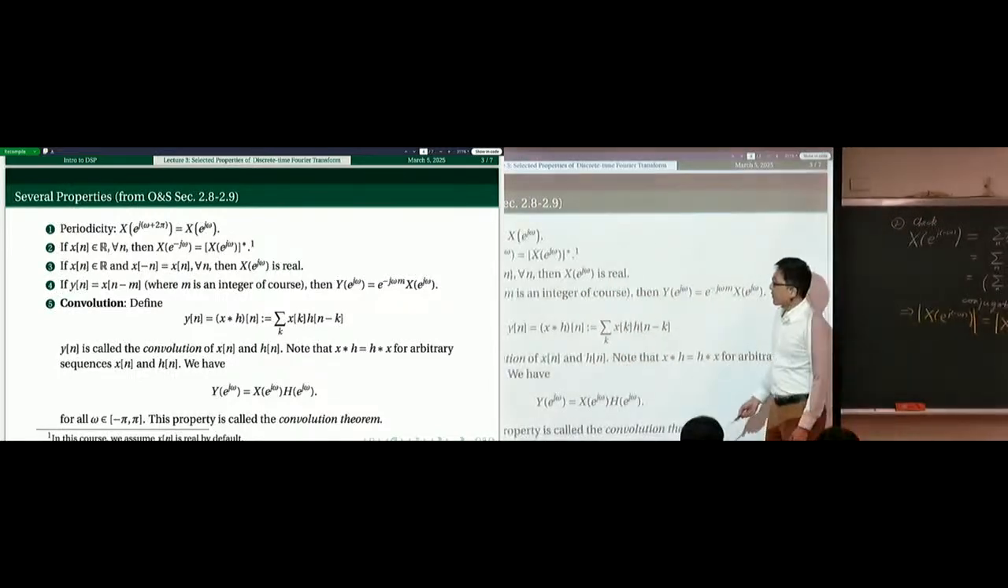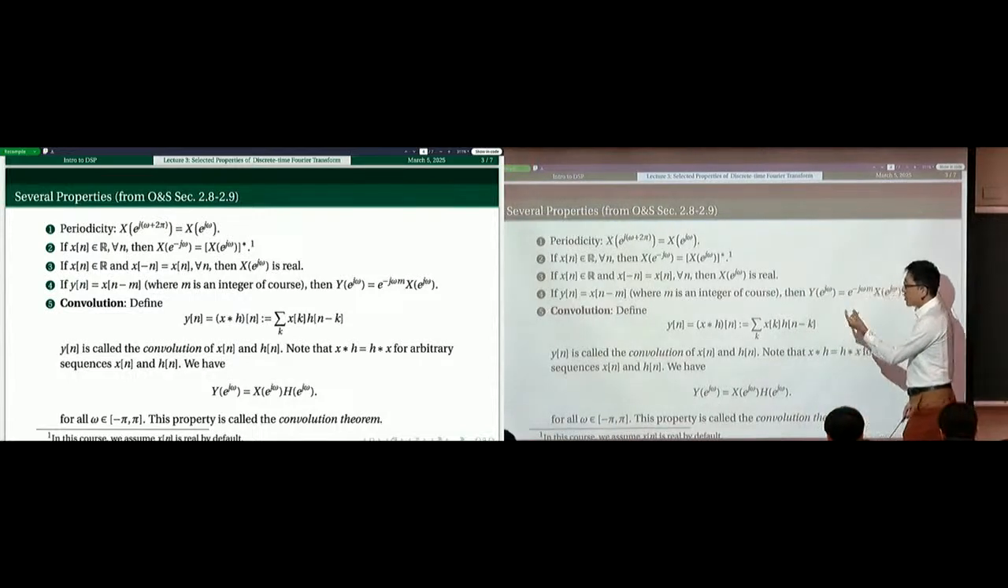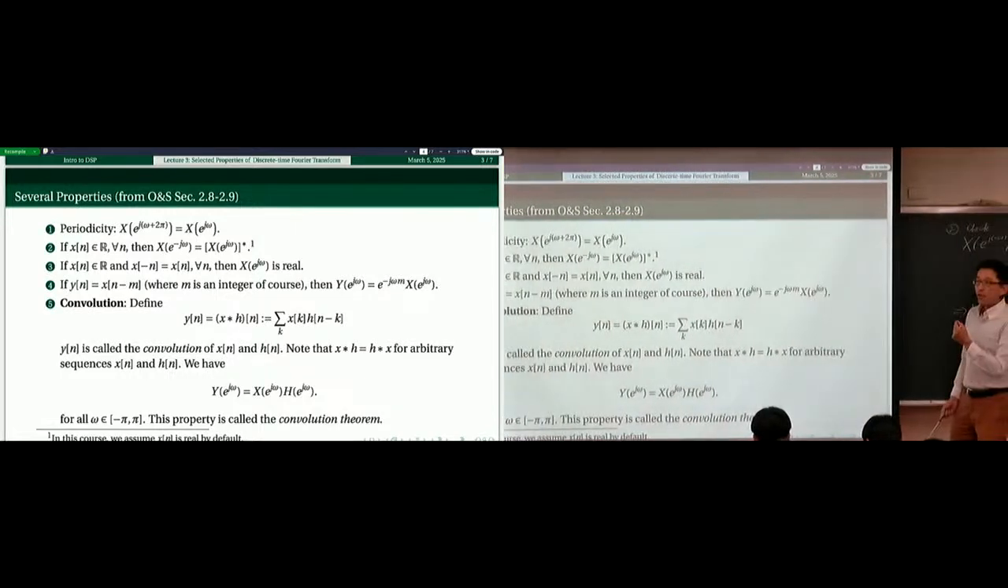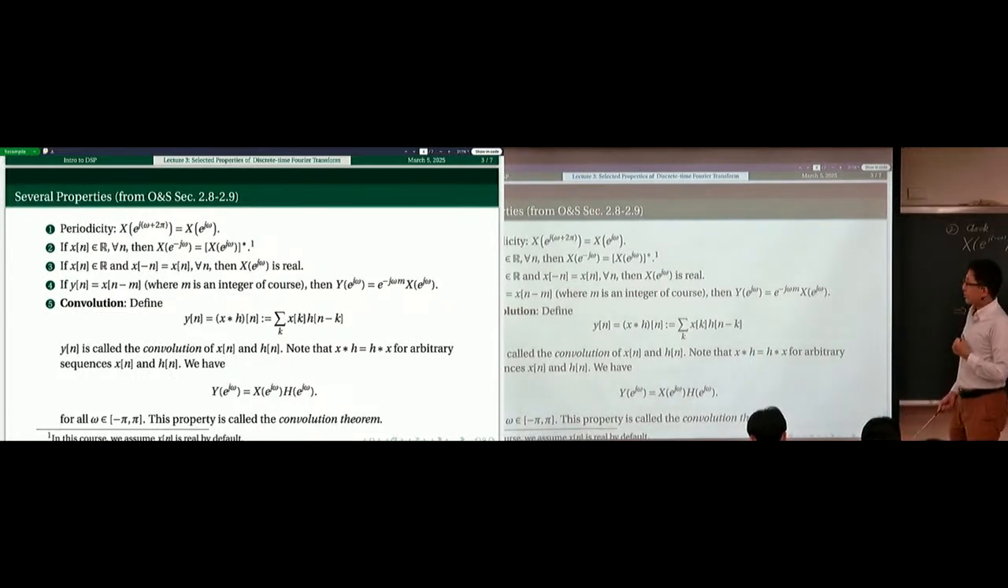So by this definition, hopefully we can imagine what the relation between y and x is. y is just x delayed by m samples. Can we agree on that? y is just delayed by m samples. m could be 3, m could be 100, m is a fixed integer. Okay?